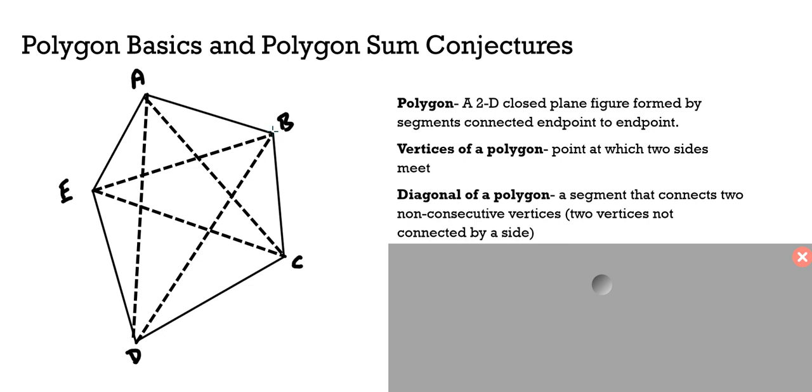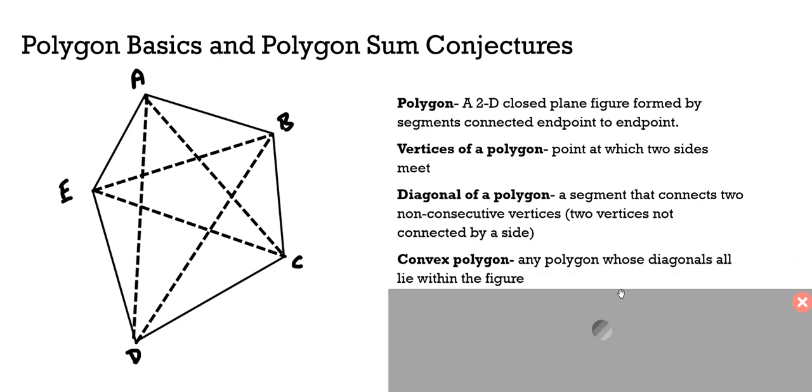A diagonal does not have to go diagonally. Sometimes people think that because it's going diagonally, it's a diagonal. No, a diagonal can go straight up and down, vertically or horizontally. But a diagonal connects vertices that are not otherwise connected by a side.